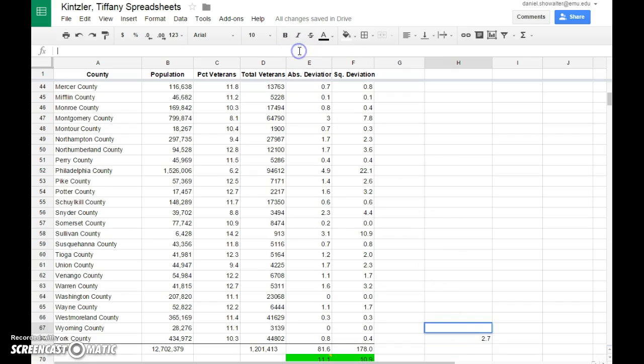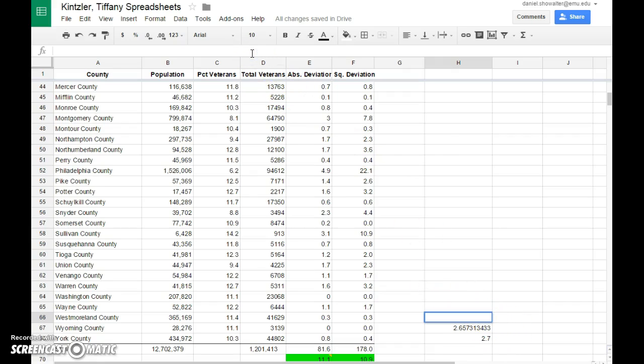Another way we could get an average is looking at the sum of all of them divided by the number of counties there were. So the total number of squared deviations divided among the 67 counties would also give us that same value. And this is the same exact value. This is just rounded a little more here down on the bottom. And both of these are the variance.